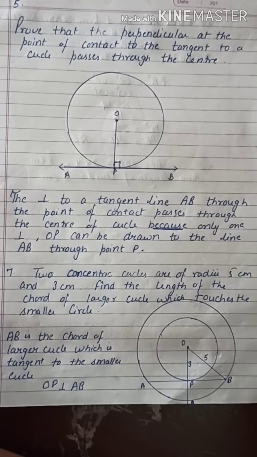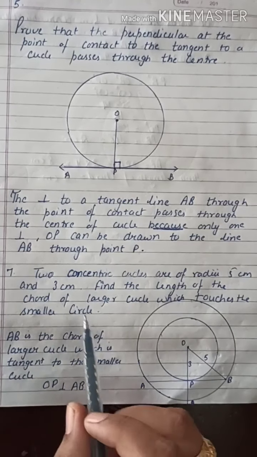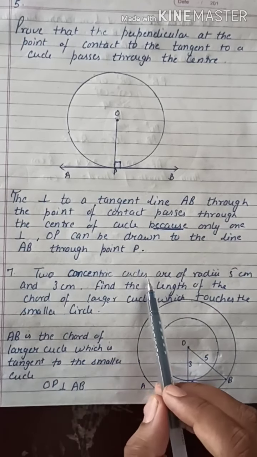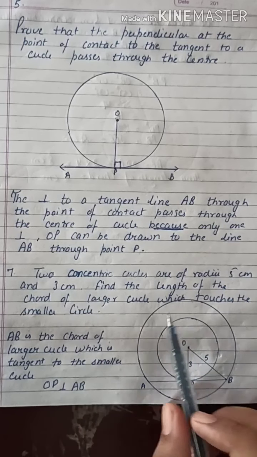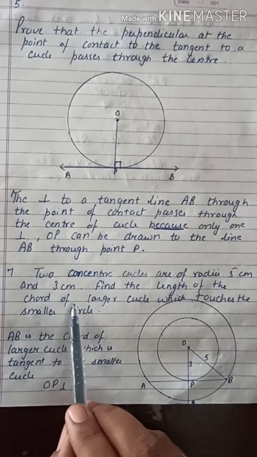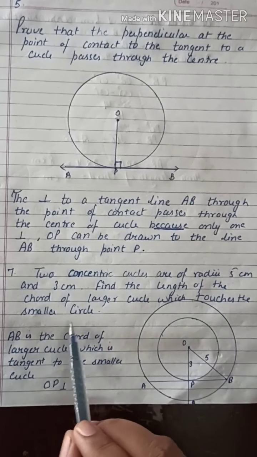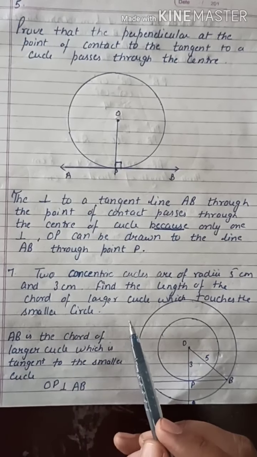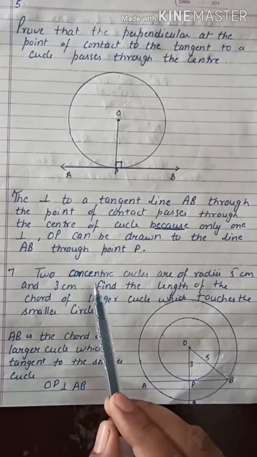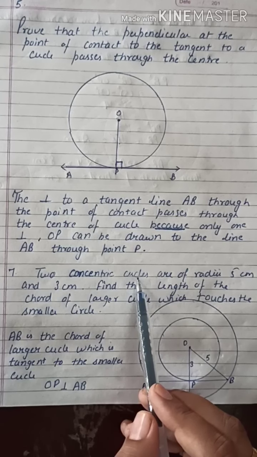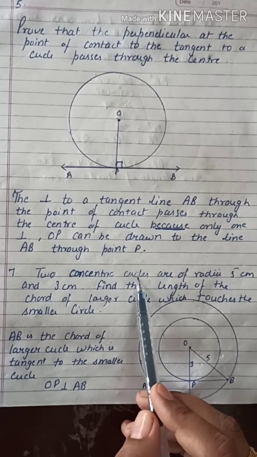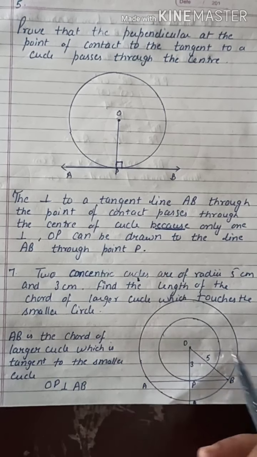Now I am going to discuss our question number 7. So what is given in question number 7? Two concentric circles are of radius 5 cm and 3 cm. Find the length of the chord of the larger circle which touches the smaller circle. So what is the question? Concentric circle: what is the meaning of concentric circle? Concentric circles are those circles which have the same center but different radii.